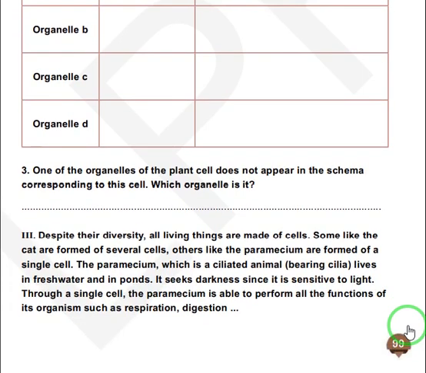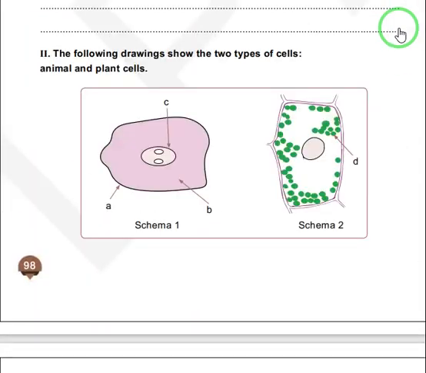In number 3, you have to mention the part or the organelle of the plant cell that is not shown in the above schema. So look again at schema number 2 or figure 2. An organelle is not mentioned here. What is this organelle? Some students may answer the vacuole, and others may say the cell wall. Look at the cell wall. It is drawn but not mentioned in the text. So the organelle which is not mentioned here is the cell wall.